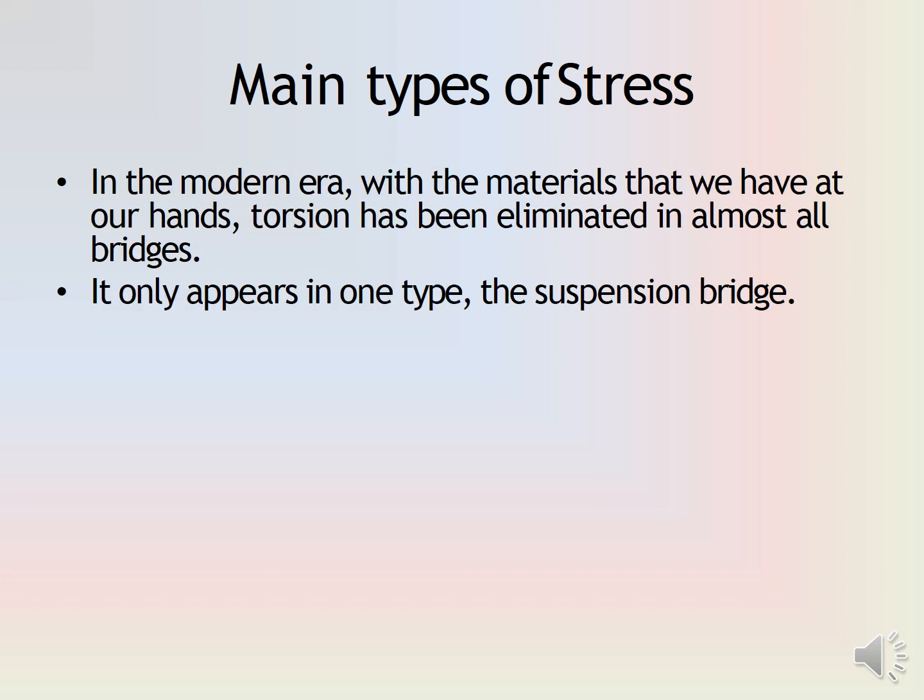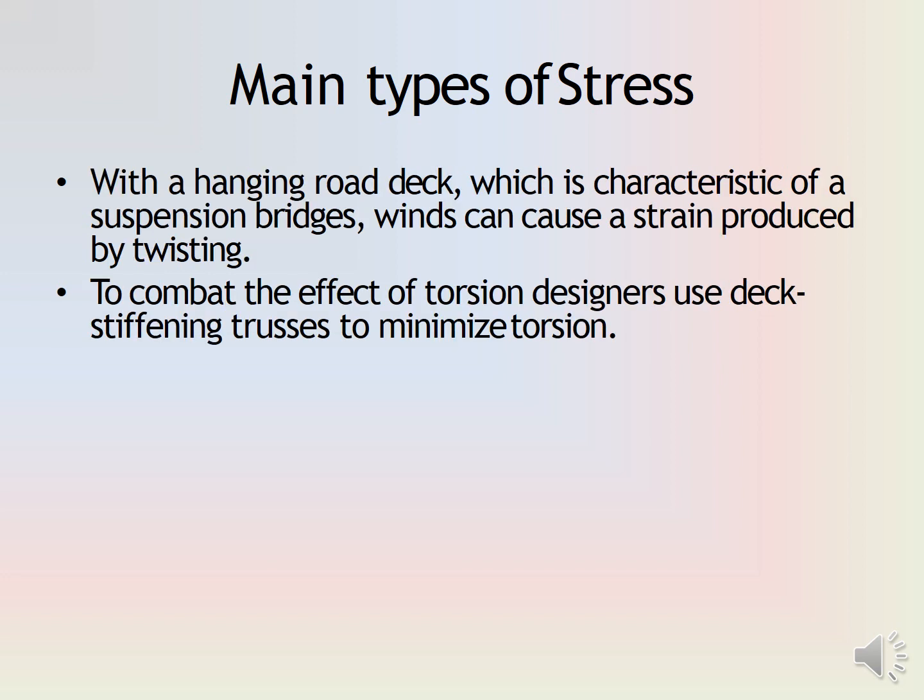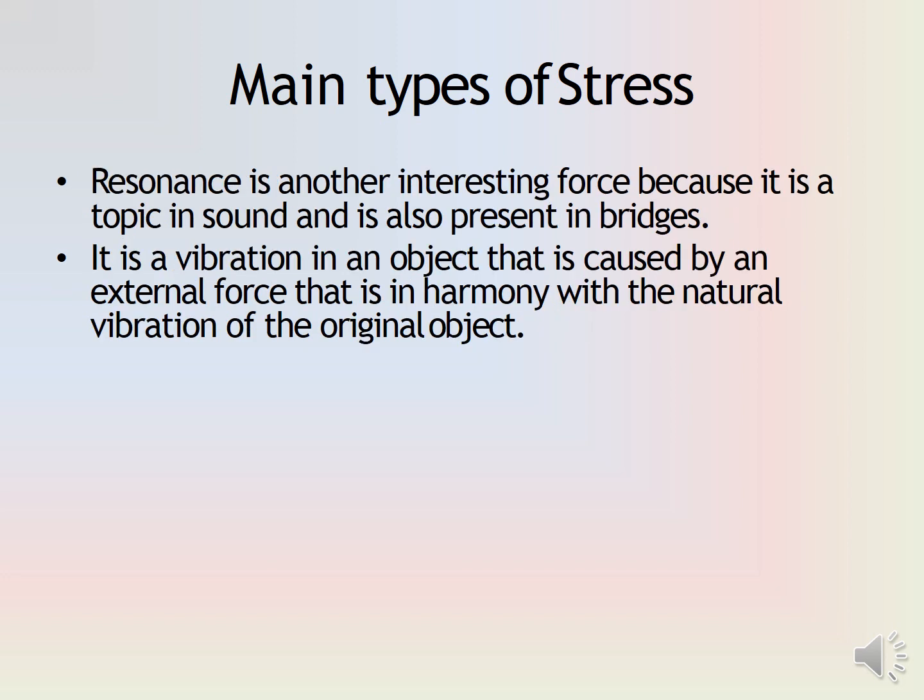In the modern era, with the materials that we have at our hands, torsion has been eliminated in almost all bridges. It only appears in one type, the suspension bridge. With a hanging road deck, which is characteristic of a suspension bridge, winds can cause a strain produced by twisting. To combat the effect of torsion, designers use deck stiffening to minimize torsion.